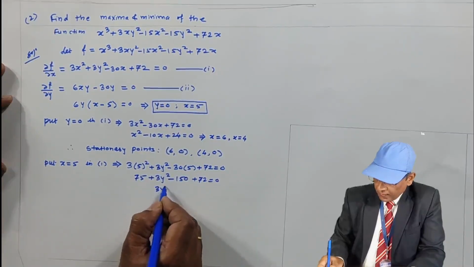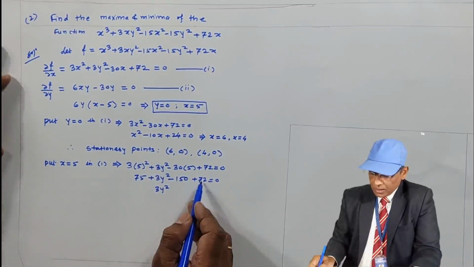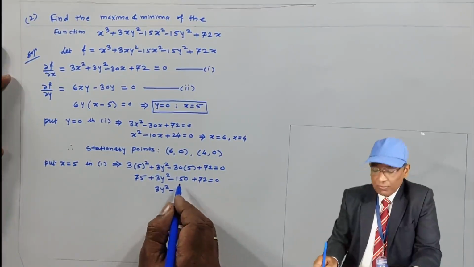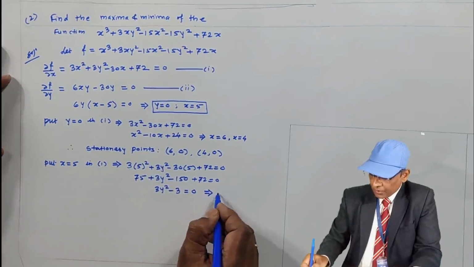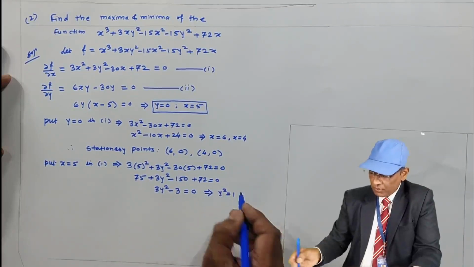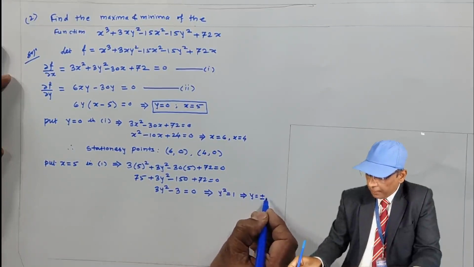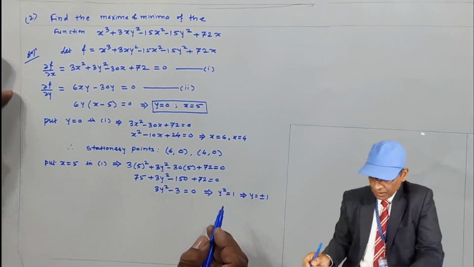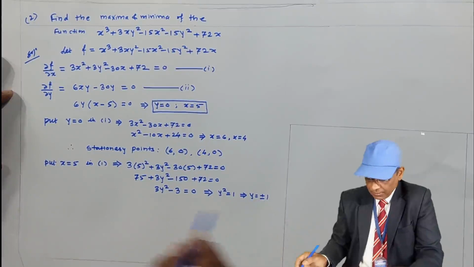This 3y square is 75 and this is 72. This is 147. 147 minus 150 is this. This implies 3y square equal to 3, means y square equal to 1. And this implies y is equal to plus minus 1. Y has two values, 1 and minus 1. Now for x equal to 5, we have two values of y, plus 1 and minus 1.